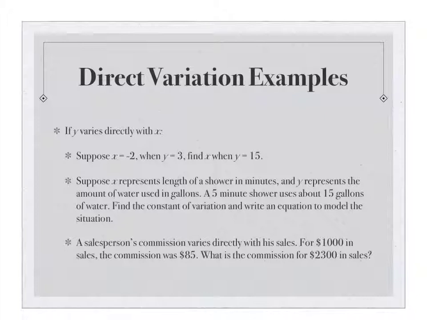All right. If y varies directly with x, so we are assuming this for everything on this page, direct variation. Suppose x equals -2 when y equals 3. Find x when y equals 15. There's a couple different ways to do this. I could use my equation y equals k times x, find k, and then use the formula to find the missing value. Although I don't tend to do that with these, I tend to use a proportion.